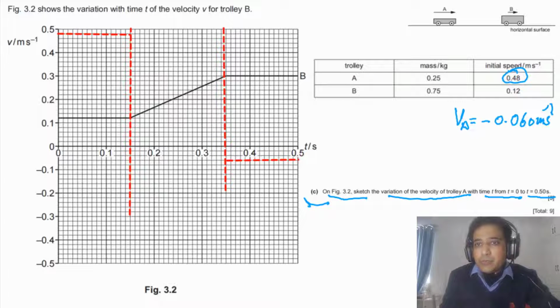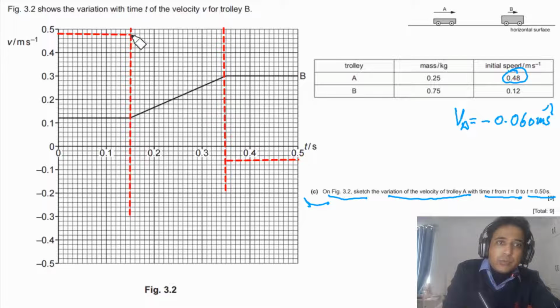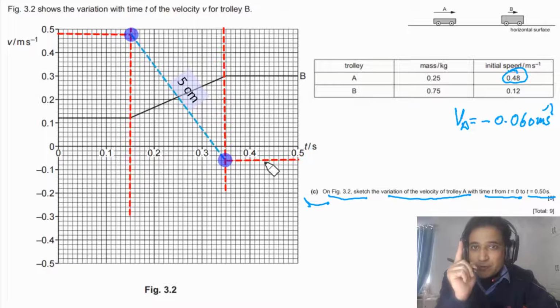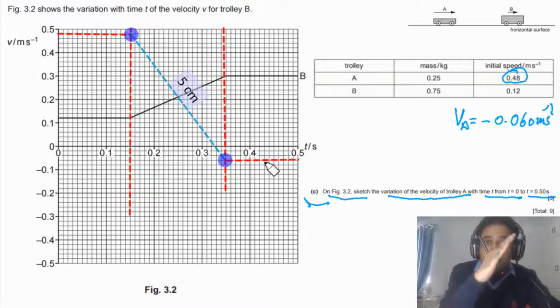Now simply we need to connect these two by a straight line, because acceleration is constant, because the net force is constant. So the gradient of this line has to be constant. As the speed of trolley A is decreasing, so it means acceleration is in opposite direction of motion of the trolley. So the gradient has to be negative. So this is how simply you need to sketch.